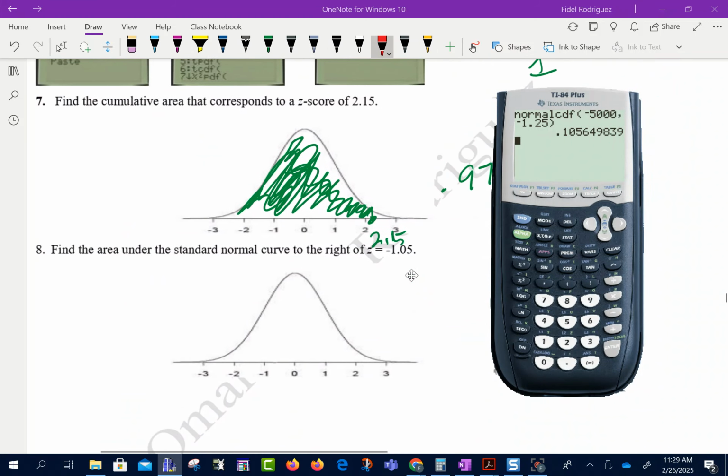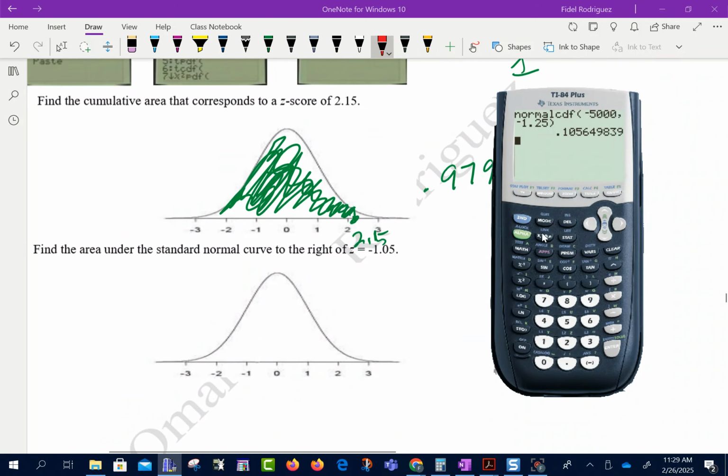Okay. Now, look, let's try this one. I'm going to do the same thing. So let me clear this out. Let's go second VARs, normal CDF, which is number 2. Okay. -5,000 because I'm going all the way to the left. Okay, comma. Y'all, I'm going to stop at 2.15. Close that off. Hit enter.